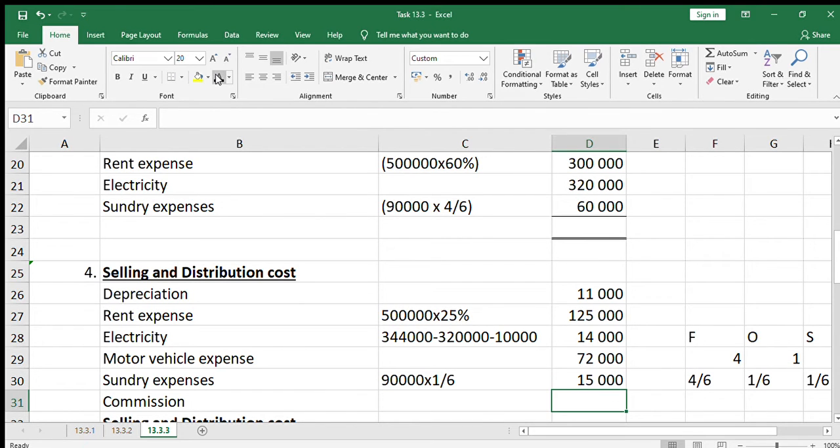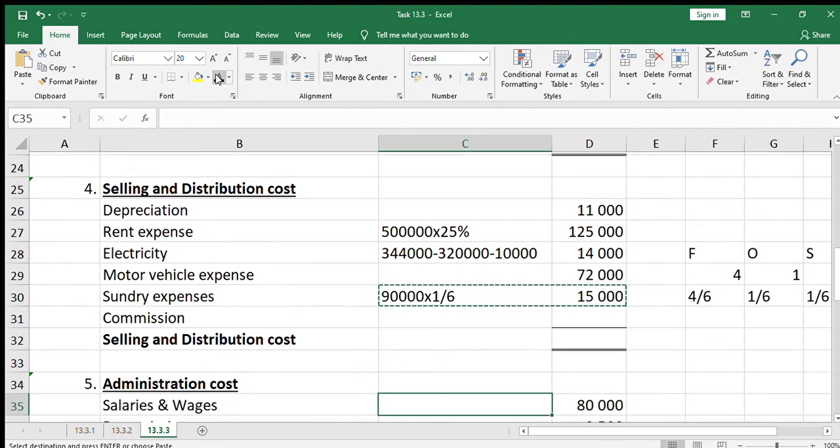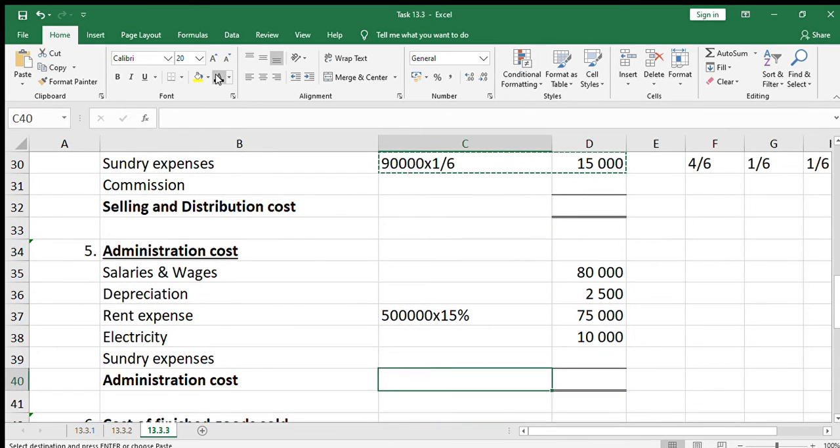Okay, which is 15,000. And remember that office gets the same portion, so 90,000 times 1/6 for sundry expenses in the office as well. Okay, then number 11, sales amount to 3.6 million. I want you to go to 13.3.2.